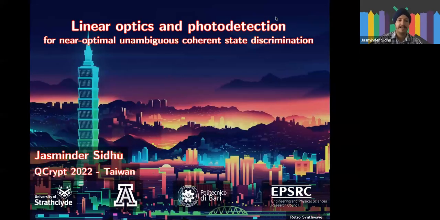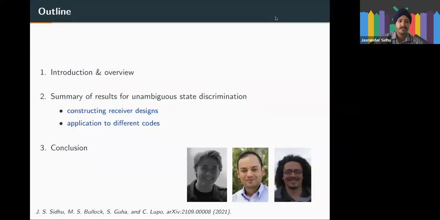Hi, I'm Jasminder Sidhu, and in this talk, I will highlight how you can use linear optics and photodetection for near-optimal unambiguous coherent state discrimination. I'll start first with an introduction and overview before going into a summary of our results in designing receivers and their applications to different codes.